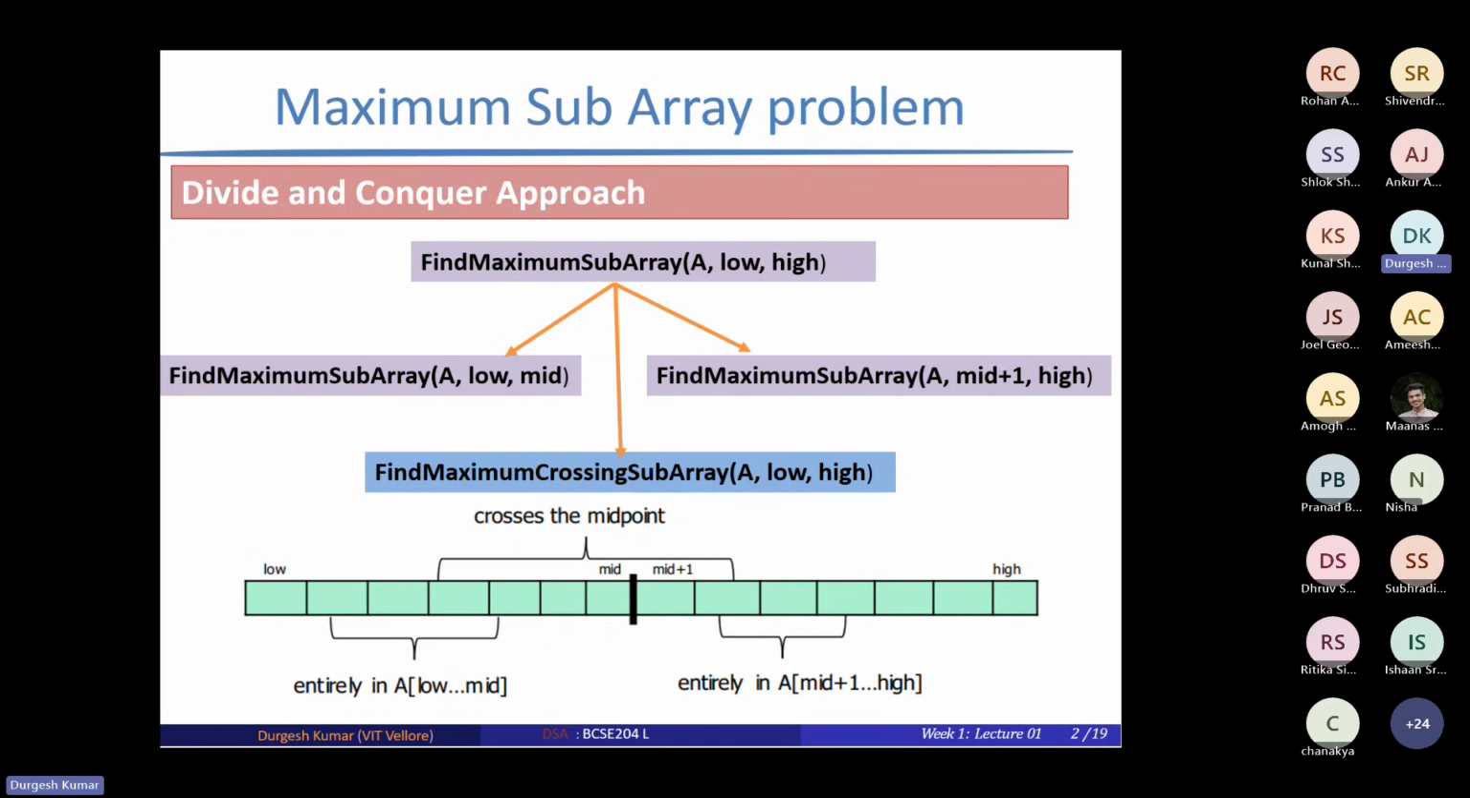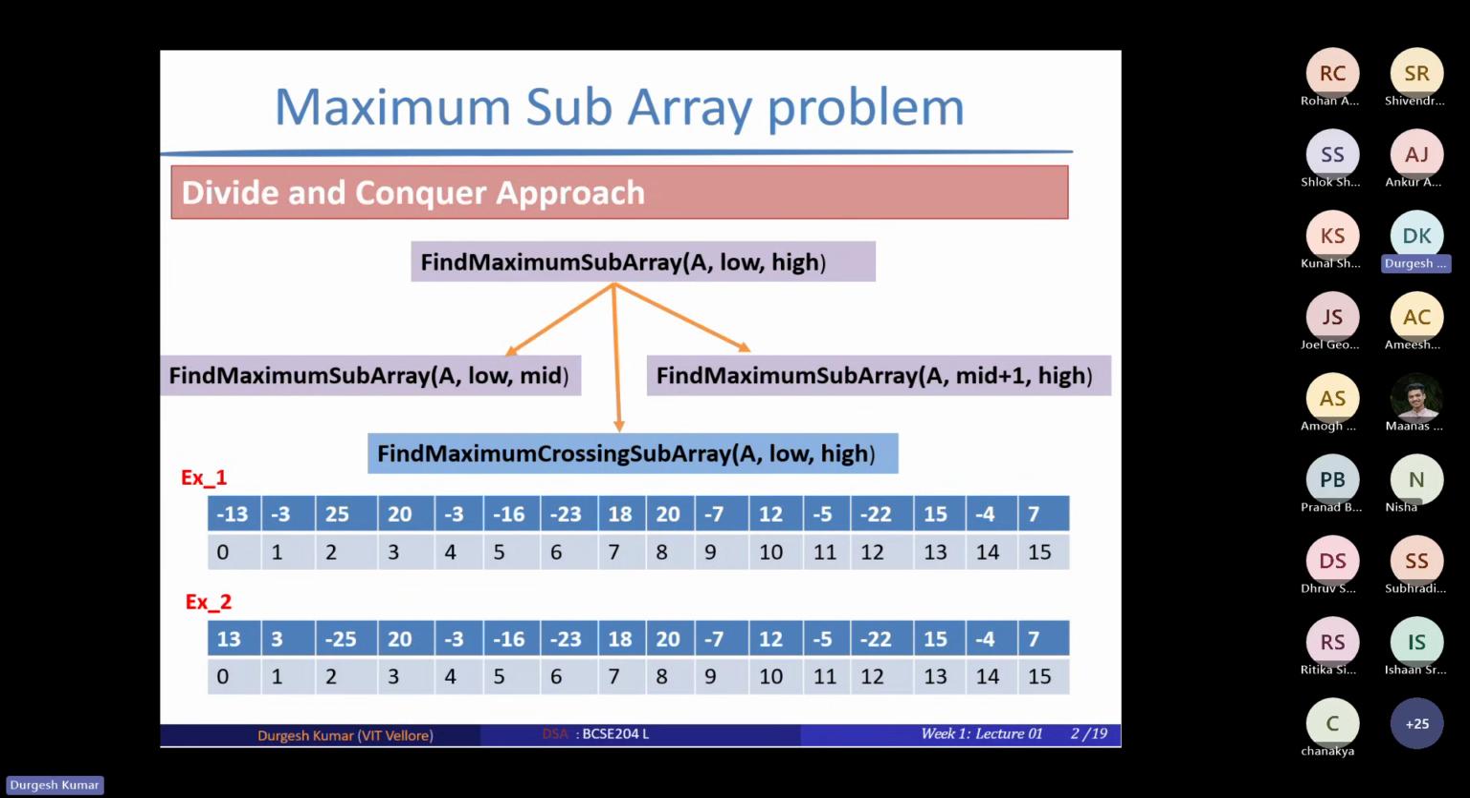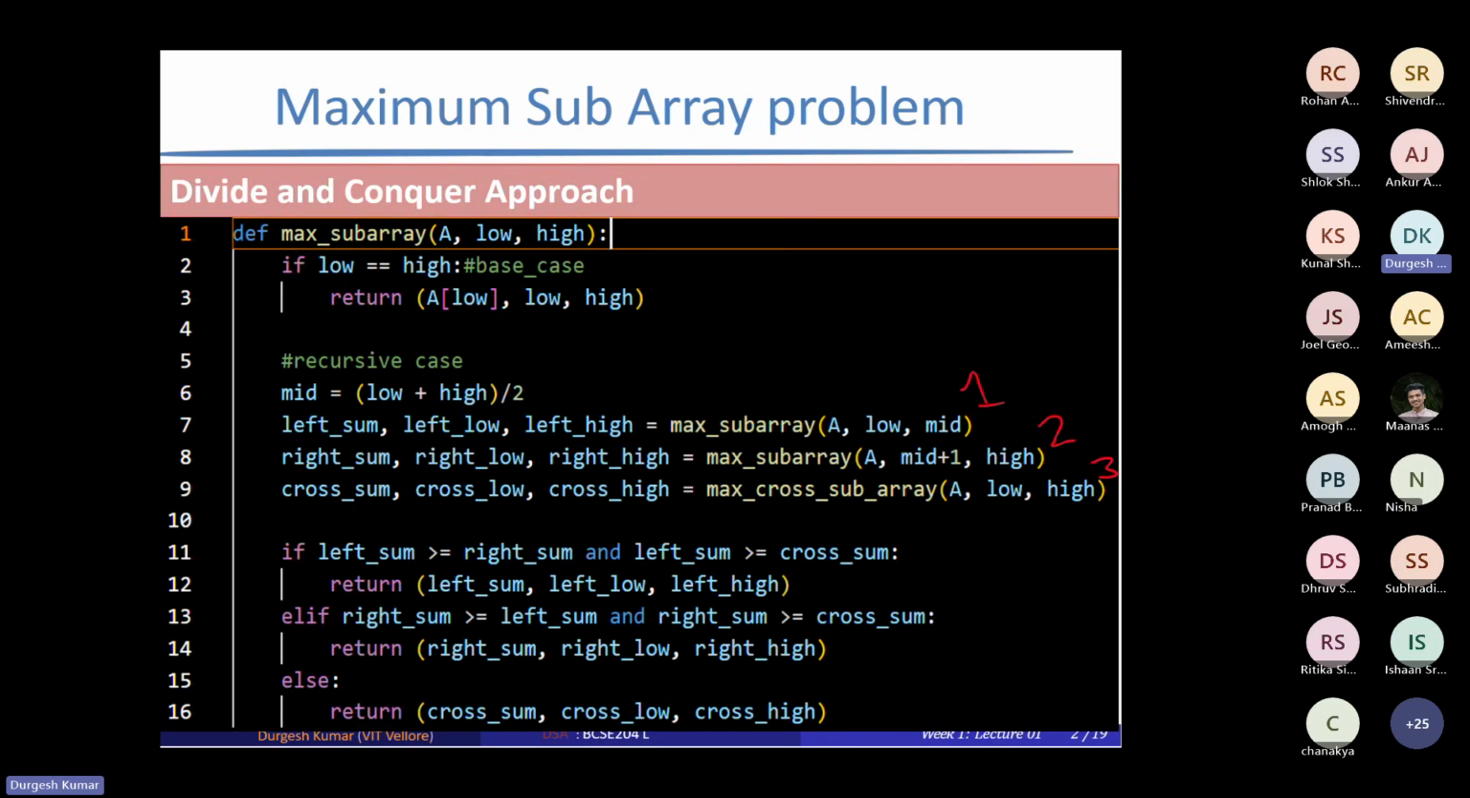Okay, so good. Then let us see the pseudocode of maximum subarray. These are the examples. We'll go through one example from the previous year question paper. First, let us see the pseudocode of maximum subarray. This is the pseudocode written in Python. You can code in any language. For our lab, we'll use the C programming language.